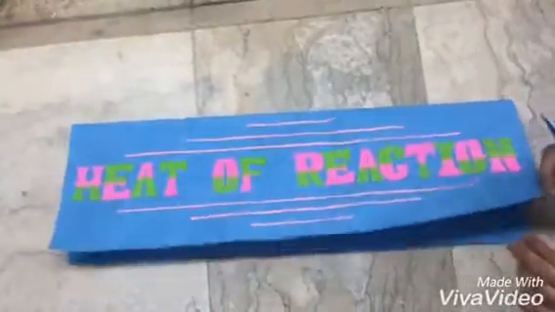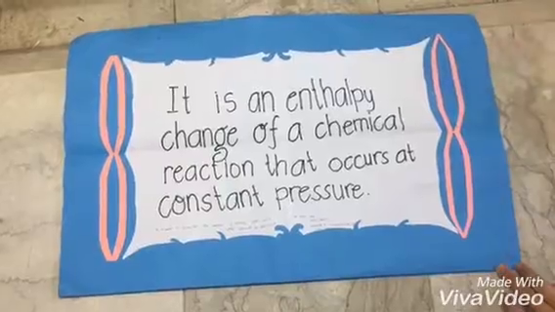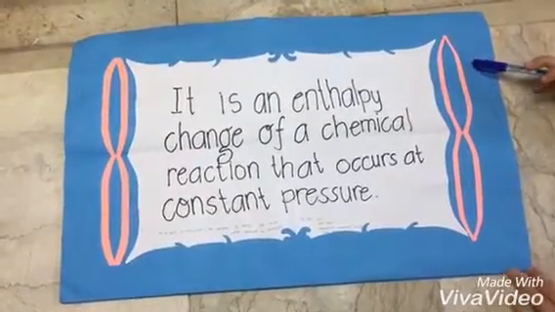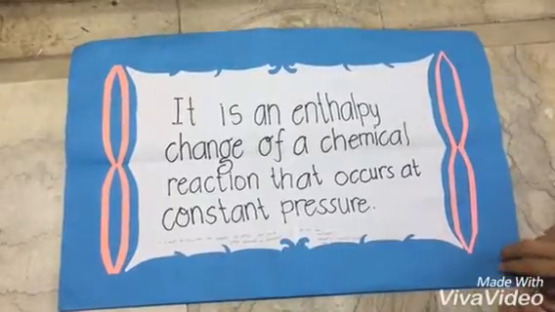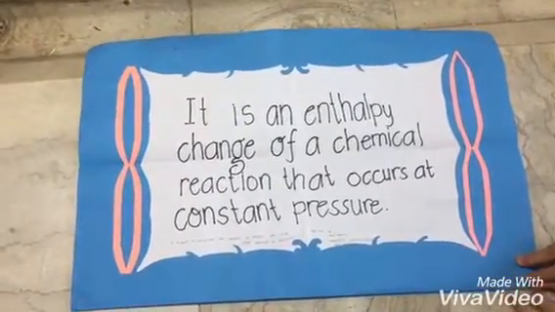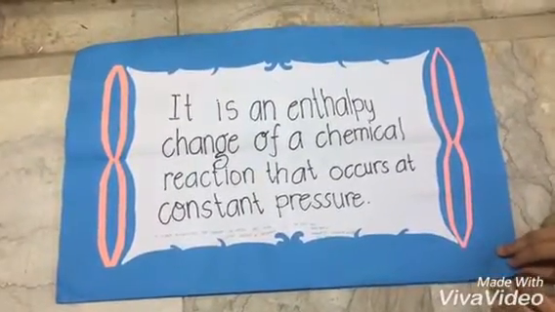...of reaction. It is an enthalpy change of a chemical reaction that occurs at constant pressure. It is used to calculate the amount of energy per mole either released or absorbed. On the other side, it measures how much heat is released or absorbed by each chemical of a substance during the chemical reaction.